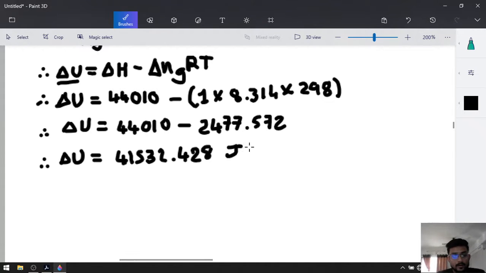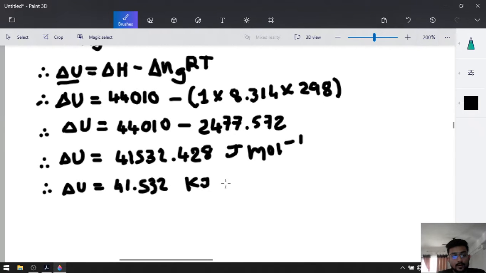Convert it into kilojoule. So we will get the answer delta U equal to 41,532 divided by 1000, 41.532 kilojoule mole inverse. So that will be your final answer to the question.